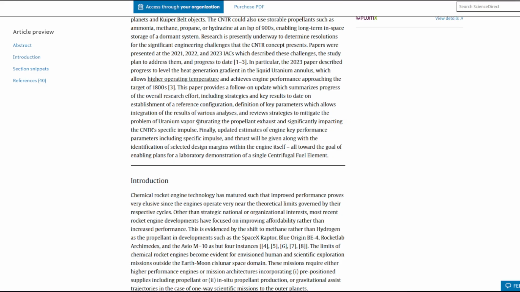Well, you know, the problem with uranium vapor saturating the propellant exhaust is not really the impact on the specific impulse, though of course it would impact specific impulse. If you remember the reason why hydrogen is so good is because it's light. So if you have a lot of uranium going into the exhaust, uranium is really heavy, which slows down the hydrogen. So they're going like, oh well, the problem is the uranium vapor saturating the propellant exhaust significantly impacting the specific impulse.